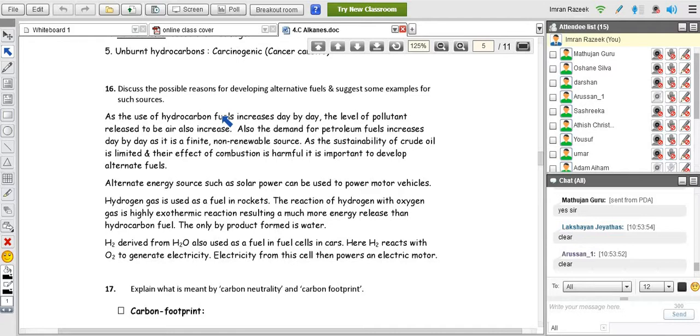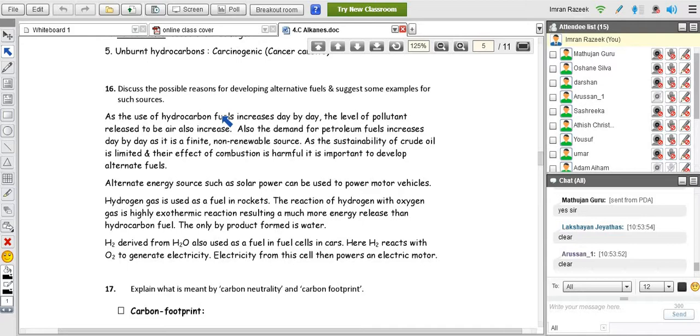Also the demand for petroleum fuel increases. Petroleum is a finite, limited resource. Once you run out of all the petrol or crude oil, you have to wait thousands of years for it to reform again. Because the sustainability of crude oil is limited, and combustion produces harmful products, it's time to move on. Now, of course, we have moved on to alternatives such as hybrid vehicles or electric vehicles.